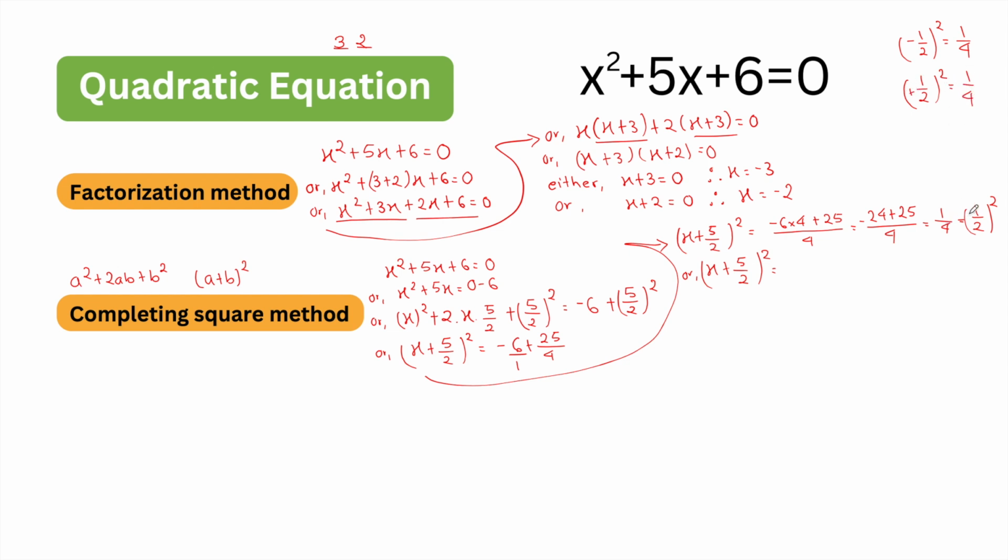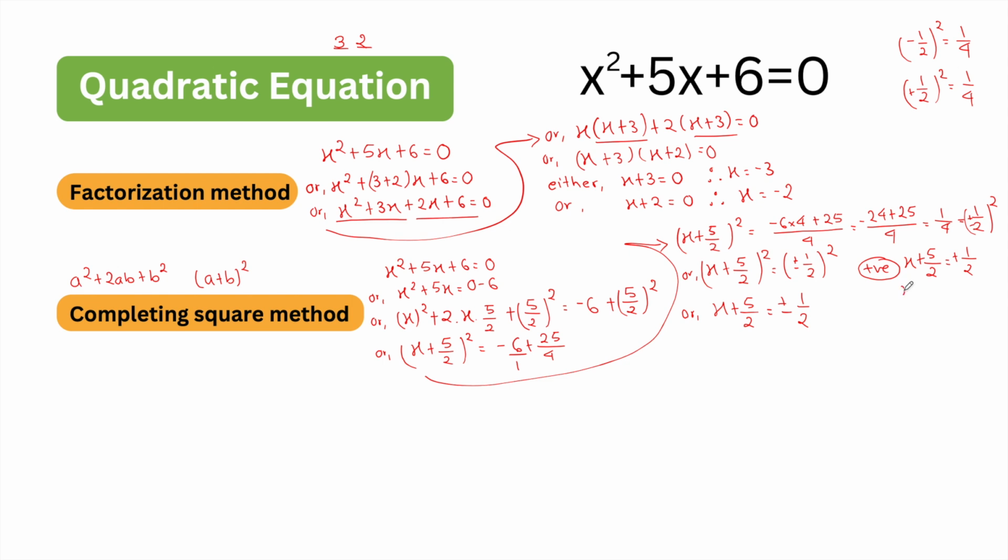So 1 by 4 is equal to plus minus 1 by 2 whole square, so plus minus 1 upon 2 whole square, and we can write it as, or we square it on both sides. So x plus 5 upon 2 is equal to plus minus 1 upon 2. First of all, taking positive, we get x plus 5 upon 2 is equal to plus 1 upon 2.